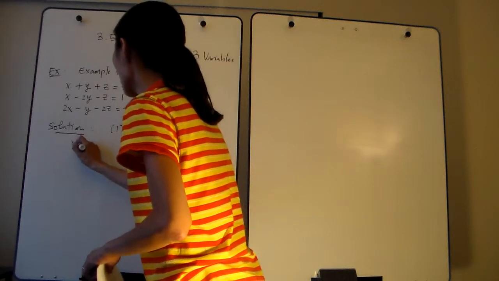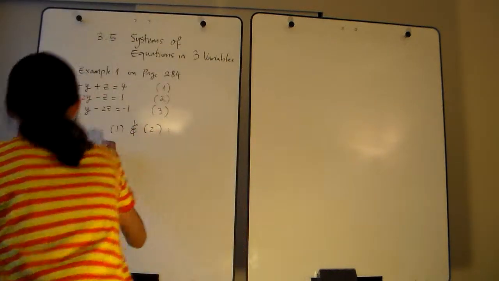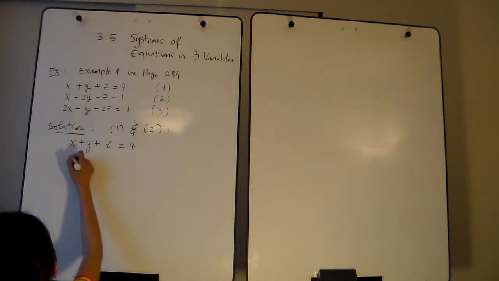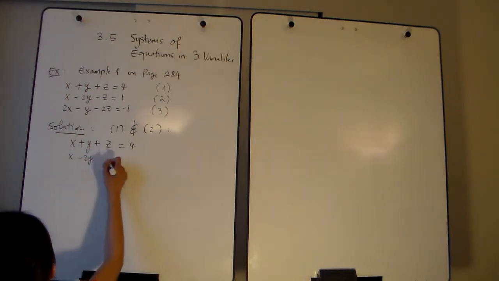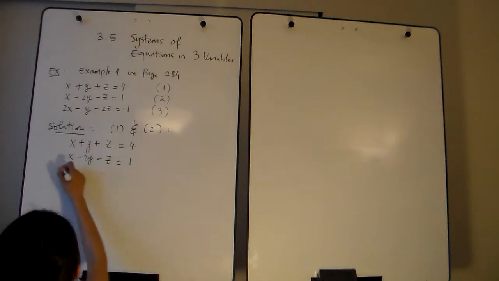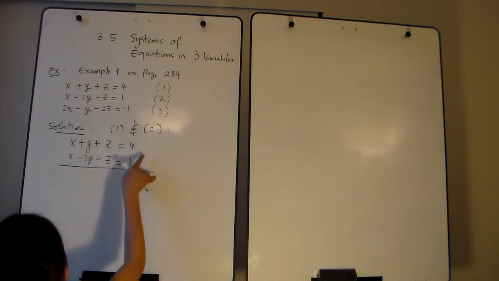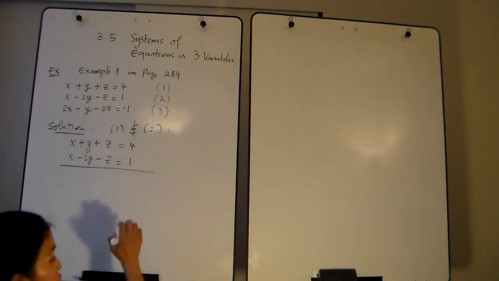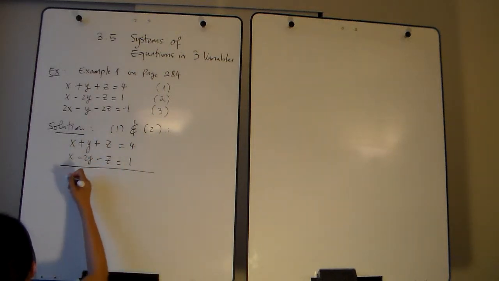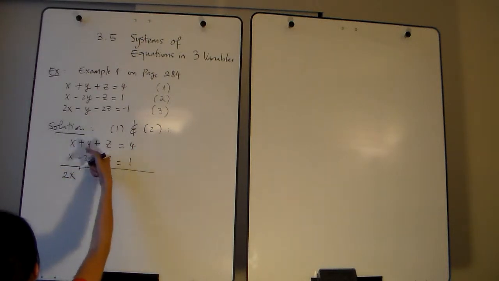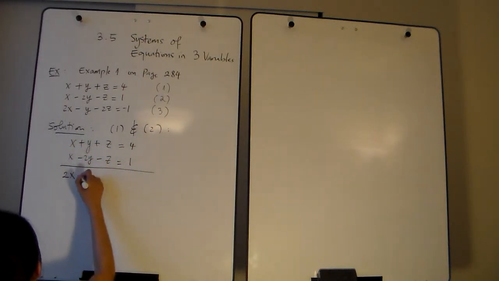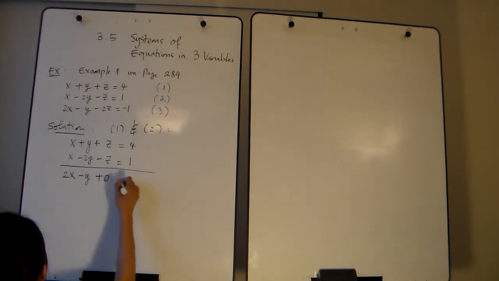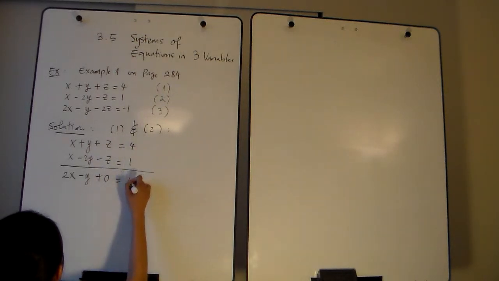So equation 1: x plus y plus z equals 4, and equation 2: x minus 2y minus z equals 1. Let me check. x plus y plus z equals 4, x minus 2y minus z equals 1. I'm adding the two equations. x plus x is 2x. y plus negative 2y is negative y. z plus negative z is 0. 4 plus 1 is 5.